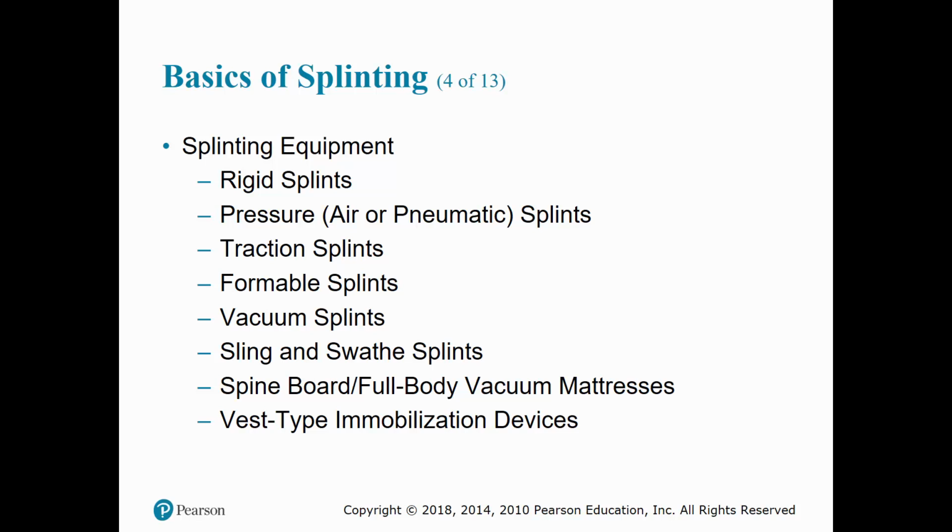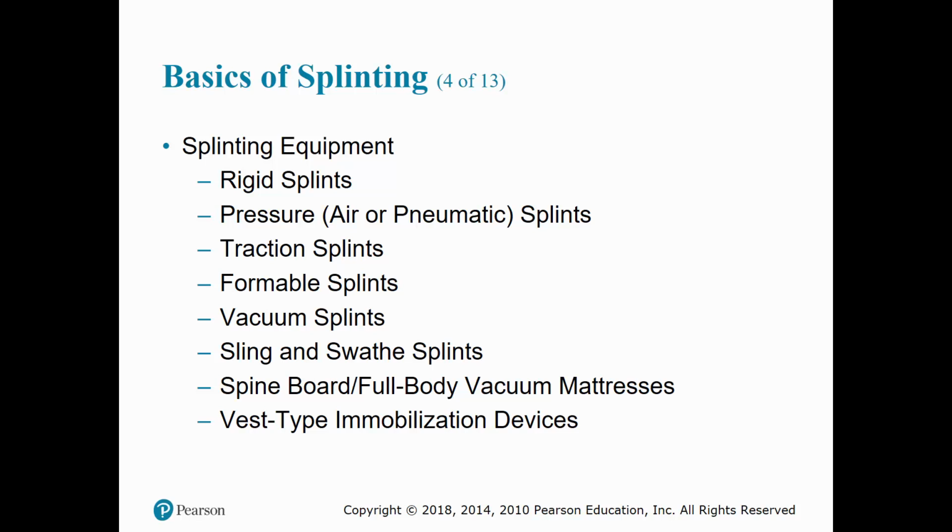Now there's a variety of splints that are available. Rigid splints are those that are manufactured commercially and made of such materials as wood, plastic, cardboard, or some type of compressed wood fiber. Some are designed in specific shapes for arms and legs and are equipped with Velcro closures. Others are pliable enough to be molded to fit any appendage, such as a SAM splint.